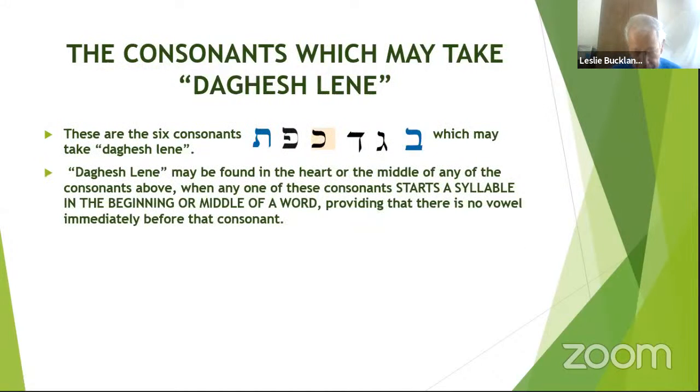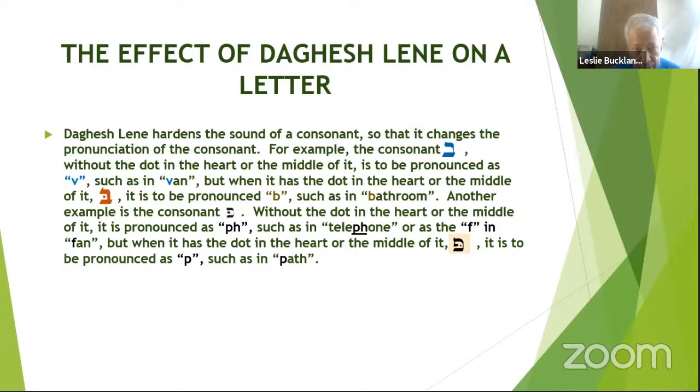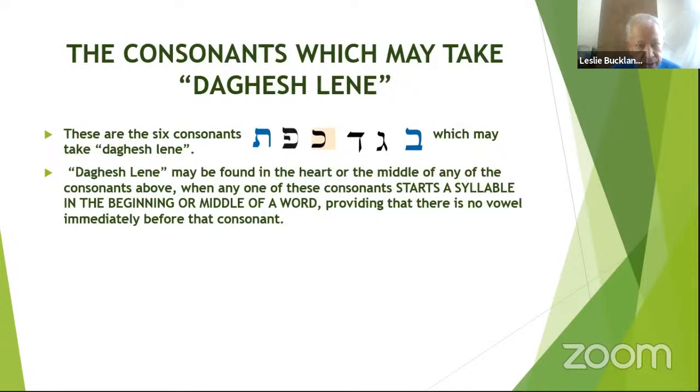Now these are the only consonants that may take Dagesh Lenny. Okay, so you have to get familiar with them. And that is Beth, Gimel, Daleth, Kaf, Pe, Thau. Or to be more accurate, because they don't have any dot in them, Vaith, Rimel, Daleth, Kaf, Fe, Thau.